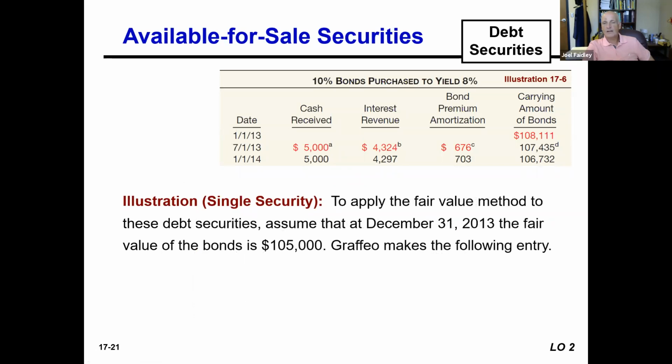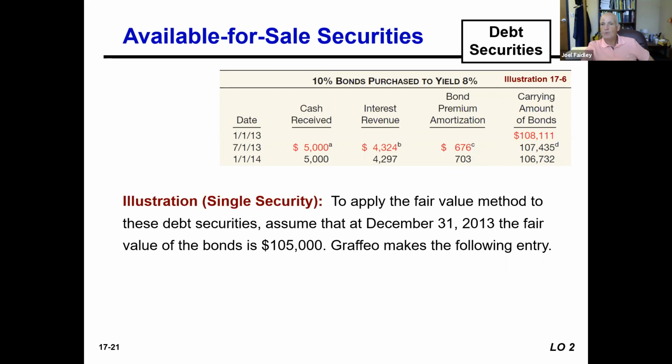All right, so what's changed now? We have to also, beyond held to maturity, because what we just did would have been identical if it had been classified as held to maturity. It just was a premium instead of a discount. So what's different? We compare this to fair value. So it's saying that they've determined fair value of these bonds is $105,000. Well, what's your carrying value? It's $106,732. So you've got to write down $1,732, don't you?